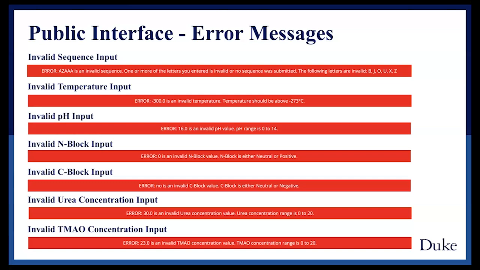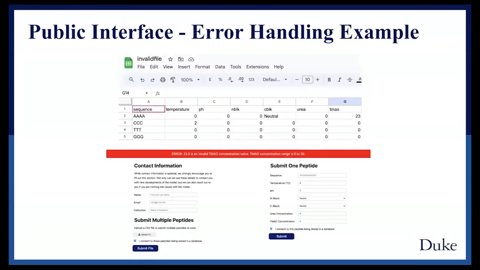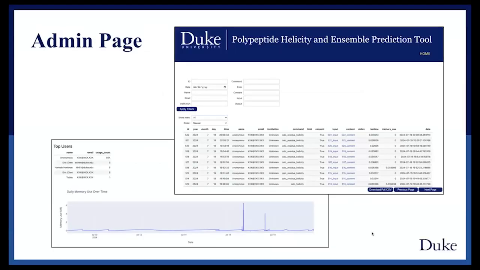and Z in them. If we take a look at the next slide, if we look at the field section that says N block and C block, we see that the user has entered 0, which is not a valid input for N block and C block. Below that, you see the red error message the user will get, letting them know what directly is wrong with their inputs. Now I'll let Jonathan discuss the components of the admin interface.